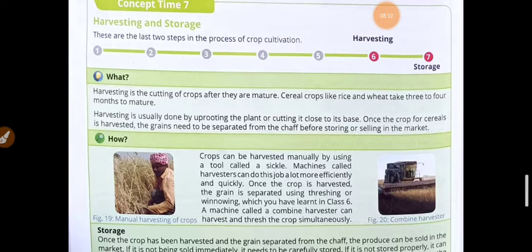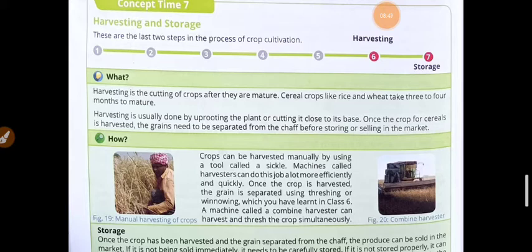What is harvesting? Harvesting means cutting the plants when they are grown, after 3 to 4 months. It depends on how the plant grows, and all crops have different timing. For rice and wheat it takes 3 to 4 months, and then we have to harvest. Harvesting is mostly done by pulling the roots out of the soil, or by cutting the plant near the ground.